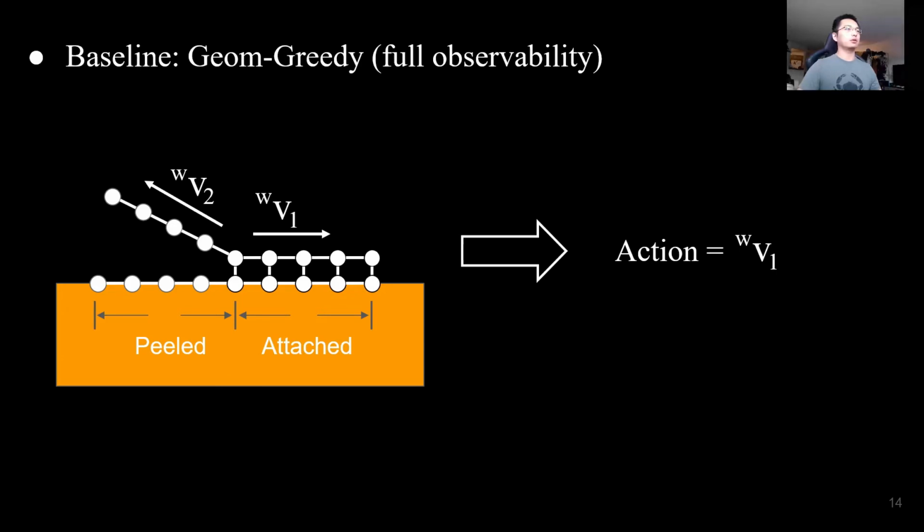If we model the peeling boundary of the Velcro by two vectors, where V1 points the direction inward from the frame for the attached part, and V2 points the direction of the peeled part. Using the strategy of pulling V2 towards V1, we can actually achieve a 100% success rate.